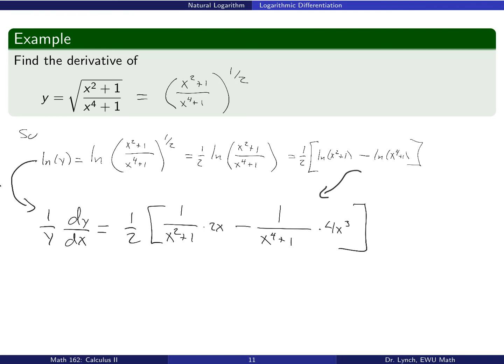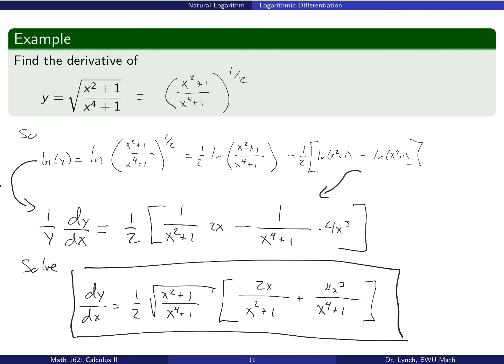Now remember here, we're trying to find the derivative dy/dx, so go ahead and solve for dy/dx, and remember we know what y is originally. So here's that derivative: dy/dx is 1/2 times the square root of the quotient x squared plus 1 over x to the fourth plus 1. That's just y, of course, and then multiply by the sum of those two rational functions, 2x over x squared plus 1 plus 4x cubed over x to the fourth plus 1. And again, this quantity just comes from multiplying both sides by y above.